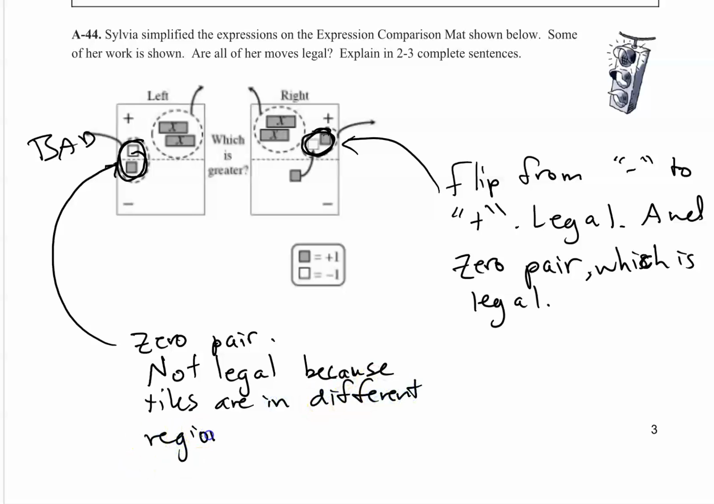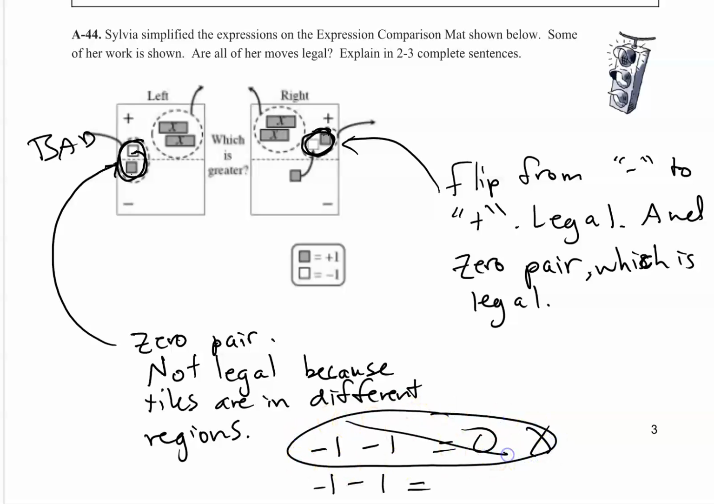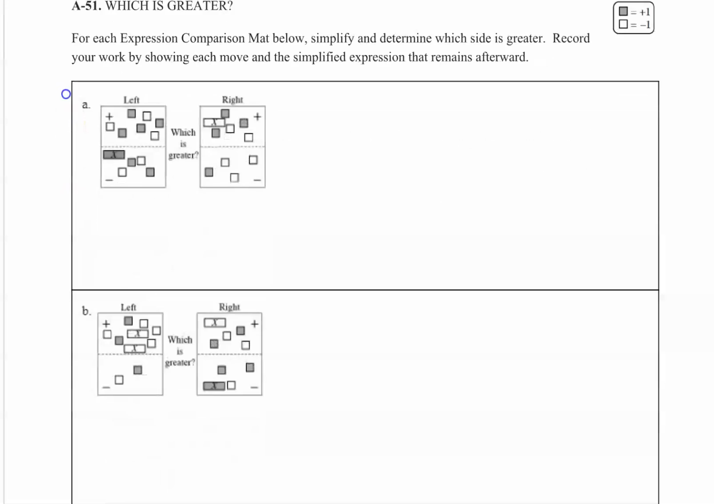If you think about it on paper, that's kind of like saying -1 subtract 1 equals 0. And that's not true. -1 subtract 1 is actually equal to -2. Okay, make sure you talk about this move, 44. You can do that one. On to the next one.